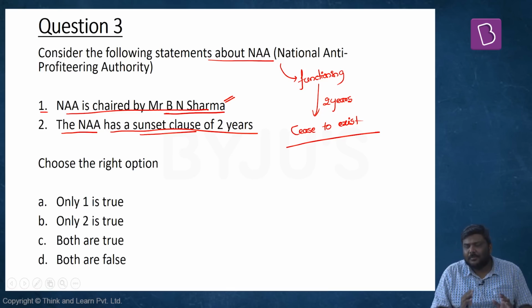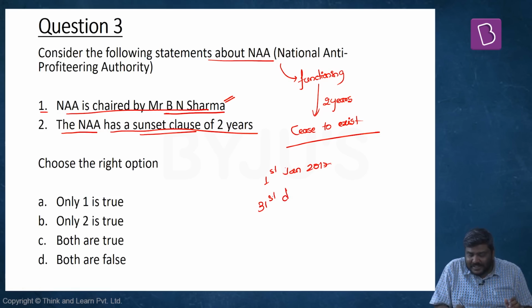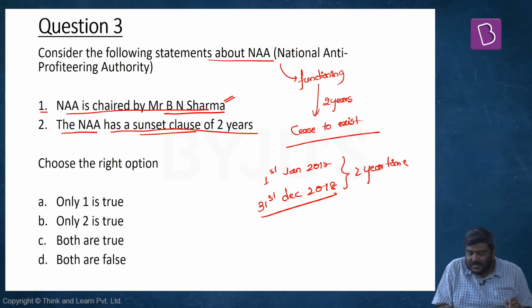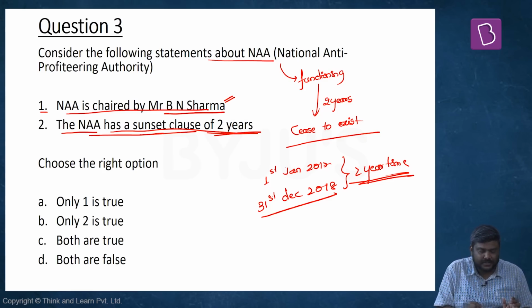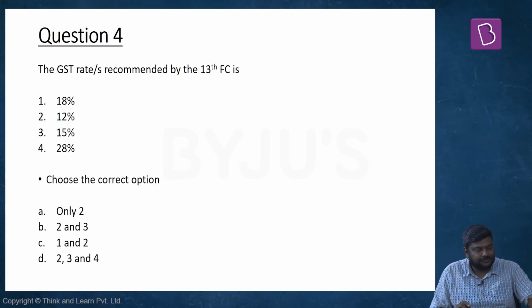For example, let's say hypothetically, the authority starts functioning from 1st January 2017, then the authority will cease to exist or will wind up on 31st December 2018. A 2-year time period. This is called a sunset clause. In the case of the National Anti-Profiteering Authority, yes, it is true, there is a sunset clause of 2 years. So even the second statement is correct. So both the statements are correct. The right option will be option C. Both are true.